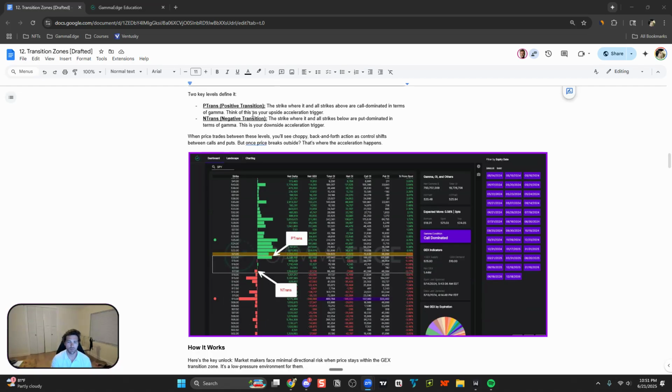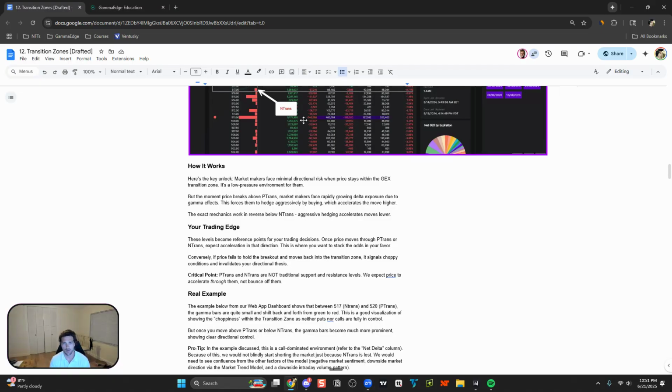And then when price trades between these levels, you'll see choppy back and forth price action, as control shifts between calls and puts. But once price breaks outside, this is where we expect to see the acceleration happen. And the reason for this is as follows, and this is really the key unlock of this zone. Market makers face minimal directional exposure when price stays within the DEX transition zone. It is a low pressure environment for them.